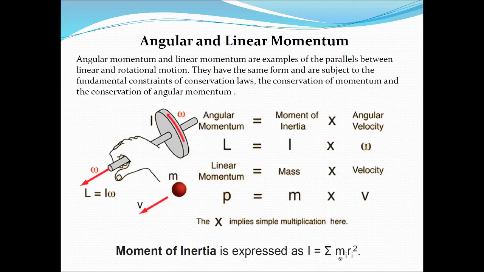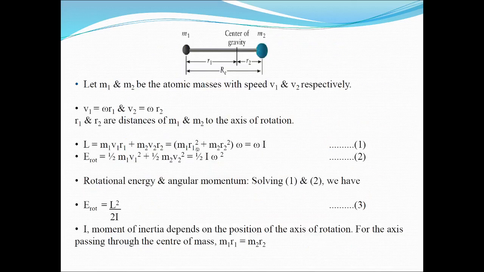Okay, I is equal to the summation of the mass of the body times r squared of the body. So the summation of body number 1 and body number 2. So you get L is equal to I omega. That one is the first formula. The second formula is the rotational energy.